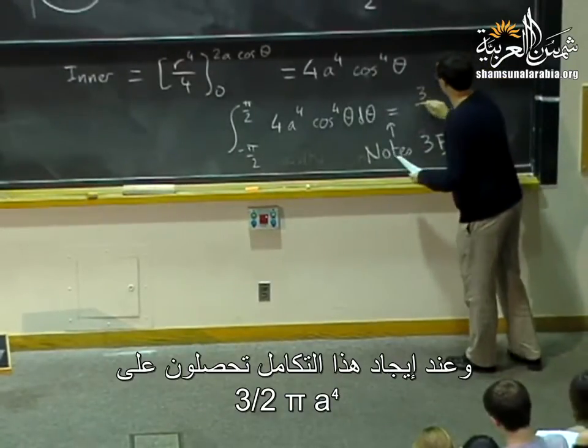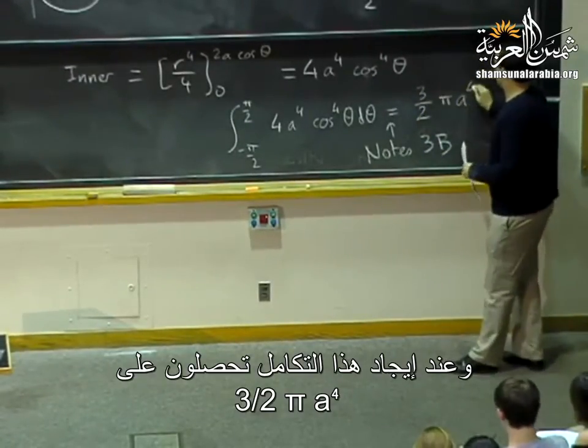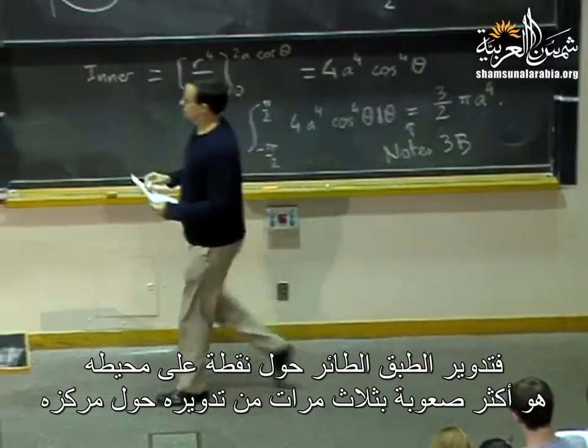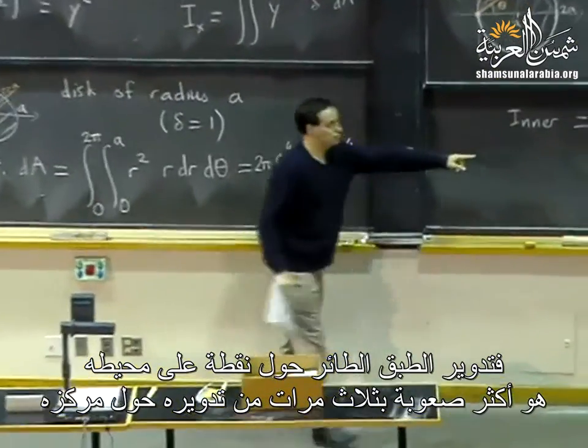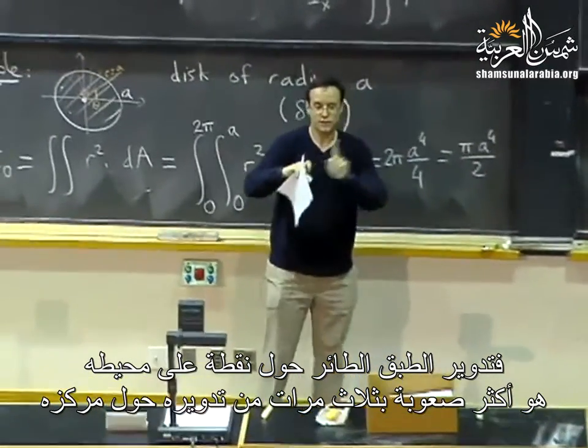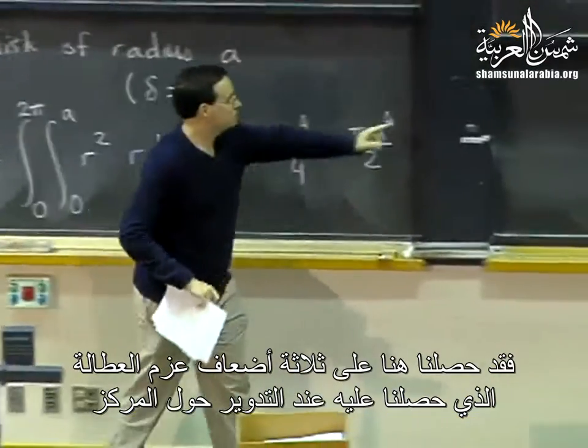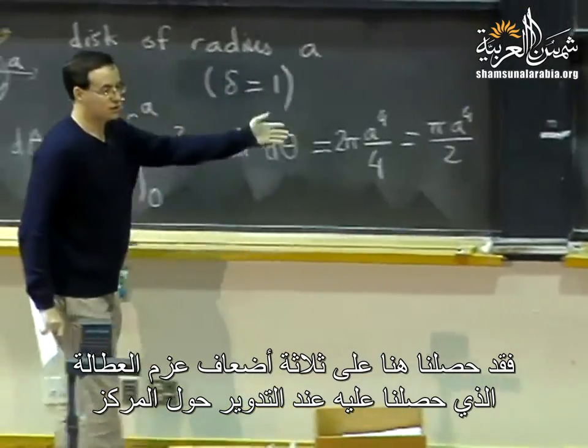And that will end up being 3/2 of pi a to the 4. So in case you wanted to know, it's 3 times harder to spin a frisbee about a point on its circumference than around the center. See, we got 3 times the moment of inertia about the center.